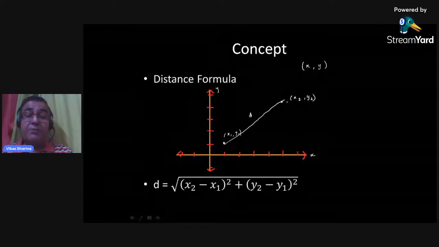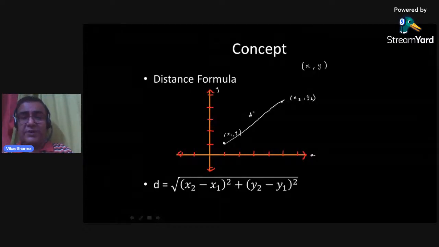Now, if we have to find the distance between these 2 points, it becomes very complicated, because if it was a line parallel to the y-axis or parallel to the x-axis, it would have been easy. We could have just subtracted the two x coordinates if it was parallel to the x-axis, and then we could have found out the difference.